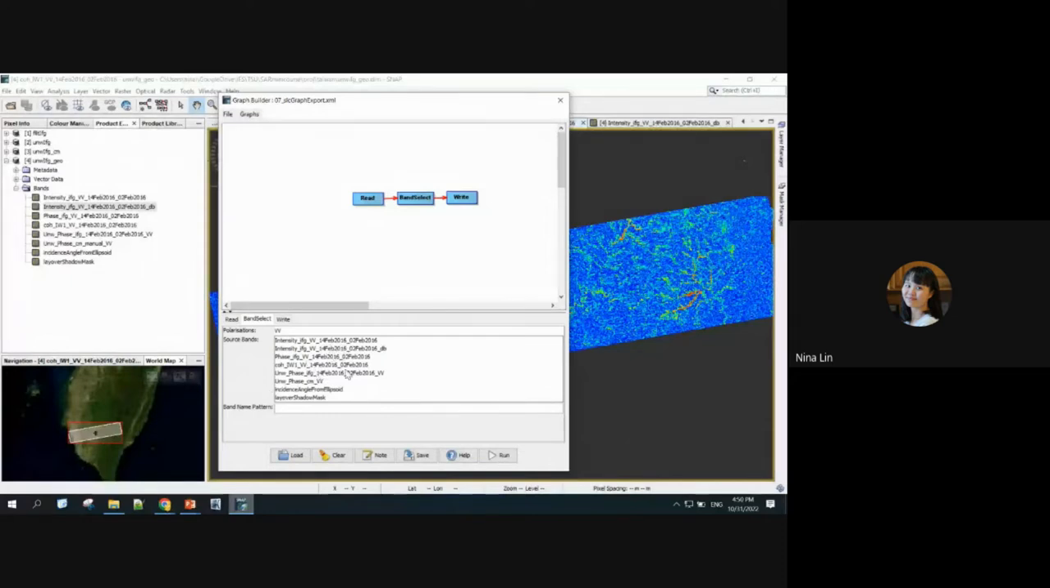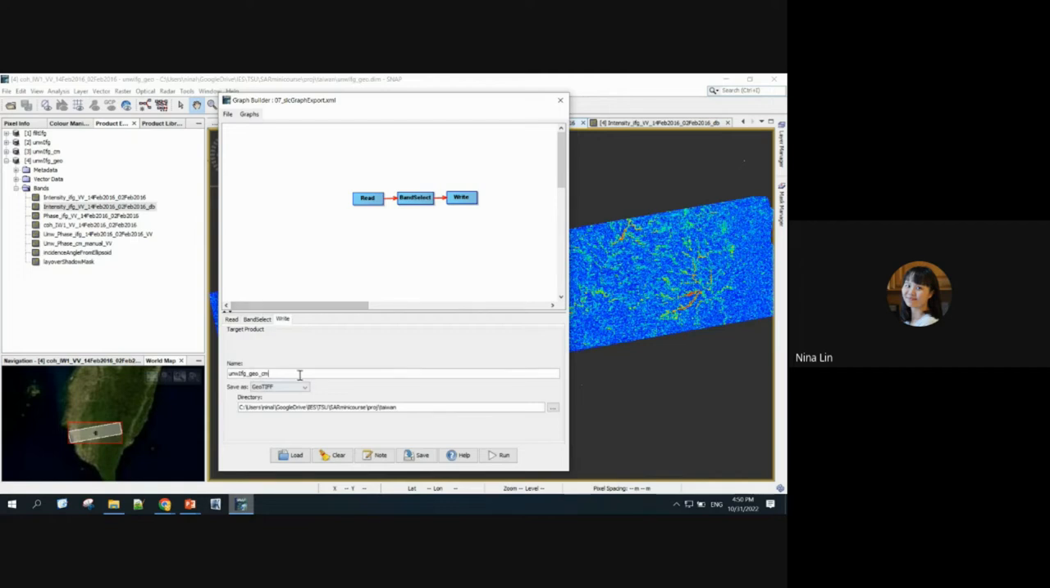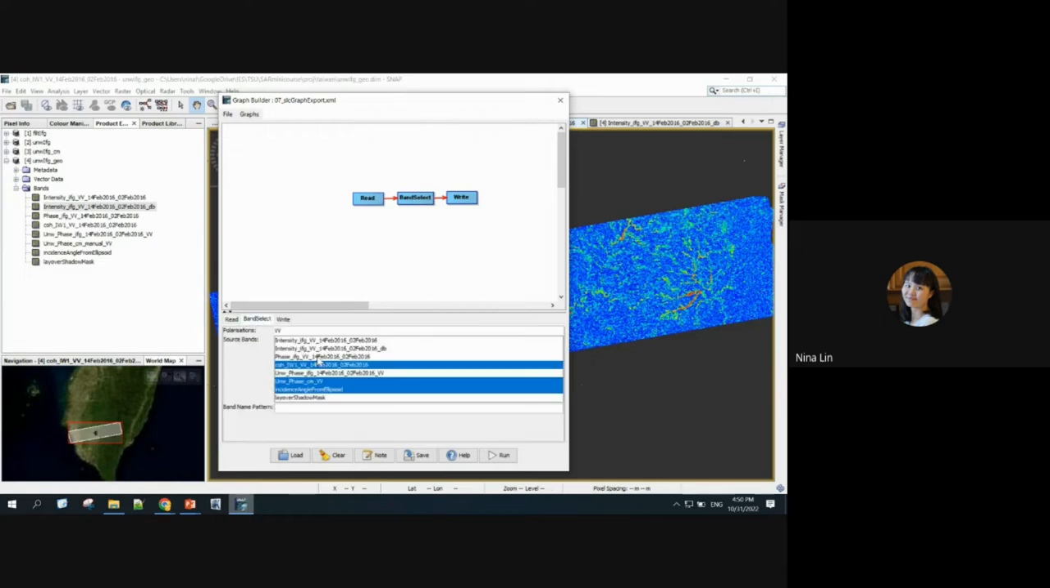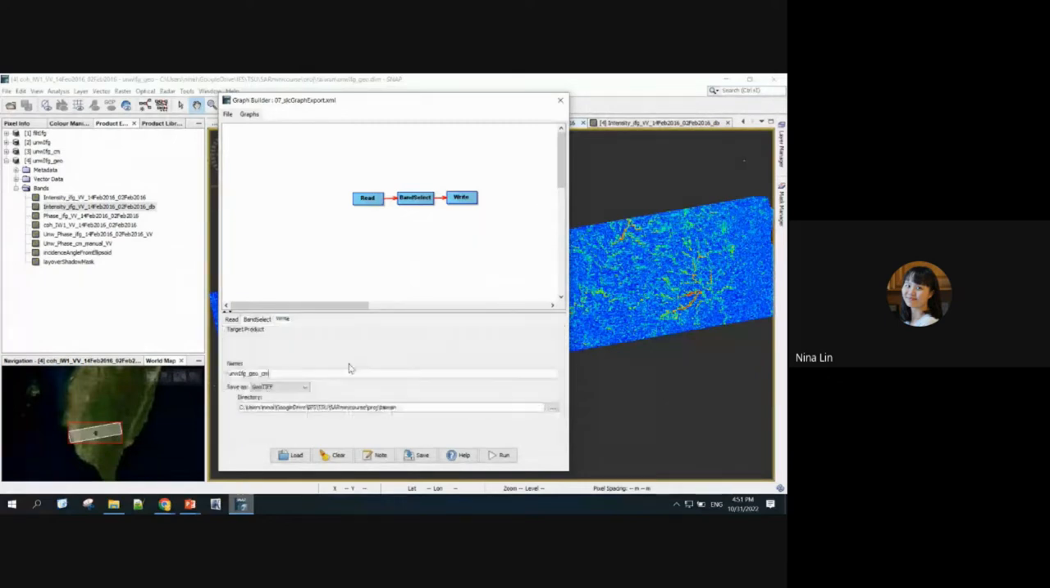You don't need to export everything, but my suggestion is that you always export the coherence and the unwrapped phase in centimeter. Maybe you would also like to export the incidence angle, just for your future reference. Finally, you can write. If we choose all three, they will be put into different bands in the GeoTIFF. If you don't want your data put into different bands, for example, you would like to share the data with other people but don't want them to bother choosing bands, then you only choose one band in the source, for example, the unwrapped phase.